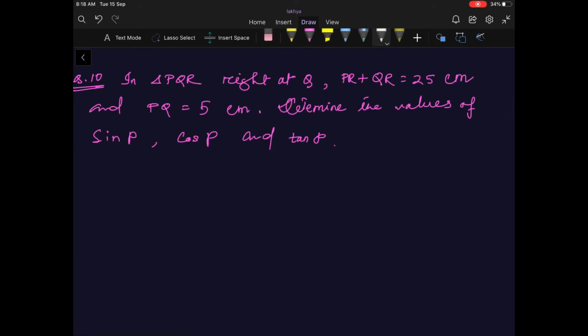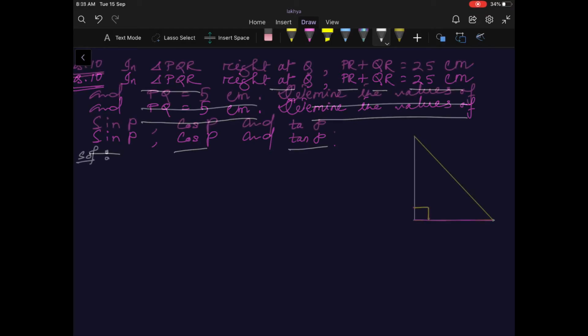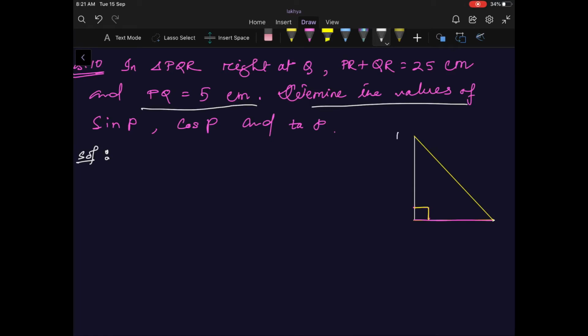So we have another right angle triangle PQR, right angle at Q, where PR plus QR is equal to 25 centimeter. PQ is 5 centimeter. Determine the values of sin P, cos P, tan P. Let me show you how to determine that. So this is a triangle PQR, which is right angle at Q. We need to find here sin P, cos P, and tan P.